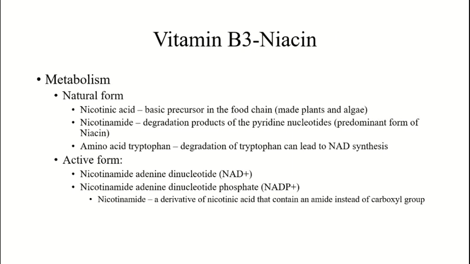Now, moving on to niacin, it is typically obtained from the diet in the form of tryptophan, nicotinic acid, and nicotinamide. Nicotinic acid is the basic precursor of the food chain made by plants and algae, while nicotinamide is a degradation product of pyridine dinucleotides and is the predominant form of vitamin B3 that is absorbed in animal-based food. Its active form is nicotinamide, a derivative of nicotinic acid that contains an amide group instead of the carboxyl group.